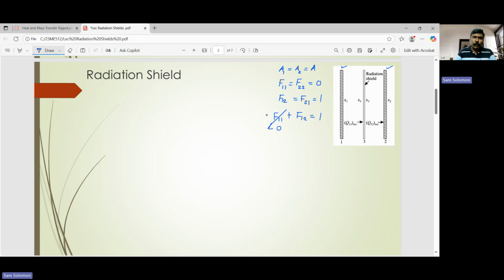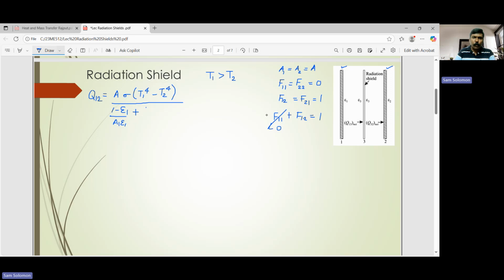Okay, so in any radiative heat transfer, say for example, the heat is now exchanged between the surfaces 1 and 2. So Q12, according to whatever we have learned before, is going to be A times sigma T1 power 4 minus T2 to the power 4, assuming our surface temperature T1 is greater than T2, divided by the thermal resistance. What are the thermal resistances that we are having? The first one is the surface resistance pertaining to plate number 1, which is 1 minus epsilon 1 by A1 epsilon 1. The second one is going to be 1 by A1 F12. And this is the space resistance.